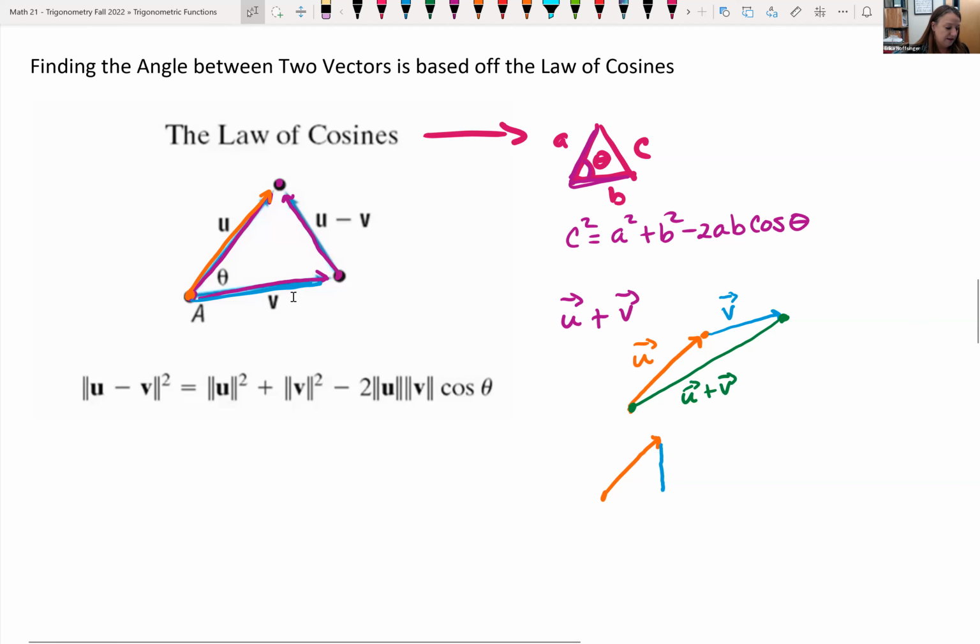Okay, so looking at this, I'm looking at my vector v. I'm gonna just grab it really quickly and move it over. So grabbing this vector v right here, and moving it over, it's going in the opposite direction. So it's going in this direction. There we go. So this is V. And so here is our vector U minus V.